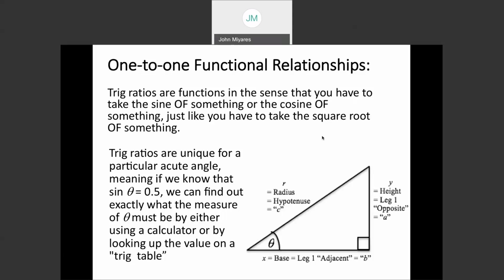This calculation can be done either on a calculator or from a trig table, but who actually looks things up in tables these days? Heck, we don't even really have books that we can look things up in these days.